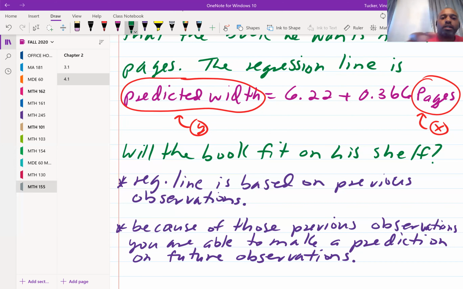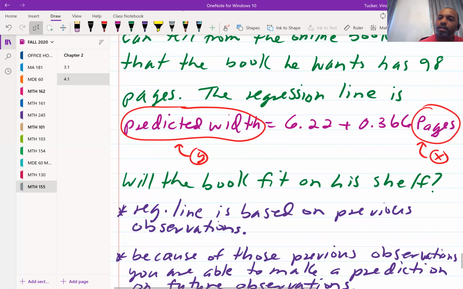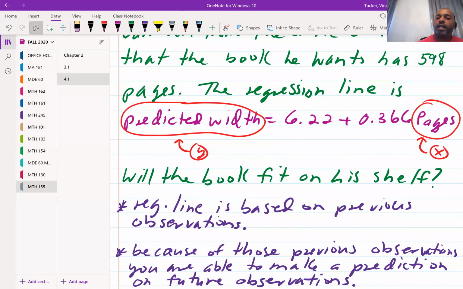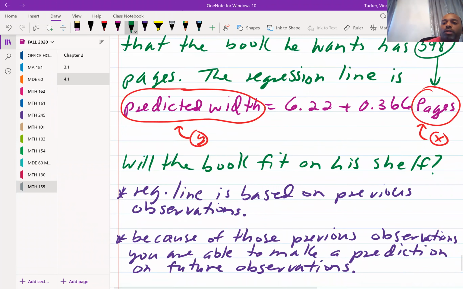And going back, I just recognized I put 98 pages. It's supposed to be 598. So it's 598 pages. And that's what we're going to plug in right here into our equation, into x. We use what we are looking at or what we want to make a prediction on, plug that into our equation to get the prediction that we want.